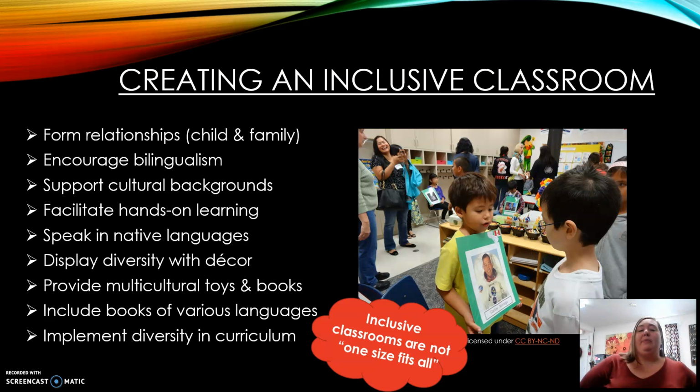And lastly, implementing diversity in your curriculum. It is important for you to make sure that your curriculum encourages diversity. Make sure that your children know that they are welcome and loved. An inclusive classroom is not a one-size-fits-all classroom. A curriculum is not a one-size-fits-all curriculum. As early childhood teachers, we have to make sure that we are individualizing support and curriculum to benefit each child within our classroom.